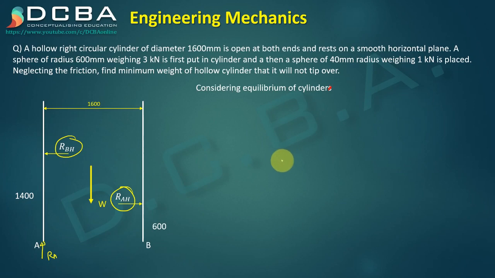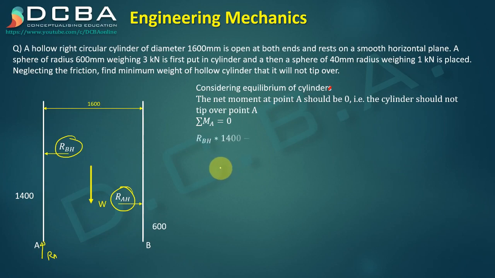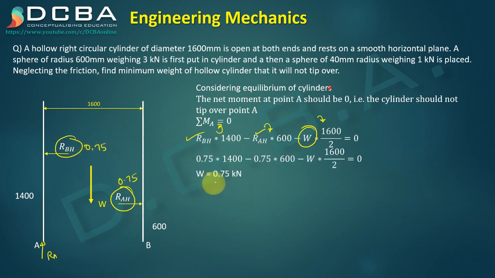So when I do summation of ME equals 0, I will get RBH into 1400, which is positive since it's anti-clockwise, then RAH into 600, which is clockwise, and W into 1600 by 2, which is again clockwise, minus W into 1600 by 2. So from here I know RBH, I know RAH, I can find W. I get RBH and RAH both as 0.75, right? So 0.75 kilonewton is the minimum weight that is required to just stop the tipping over of the cylinder.